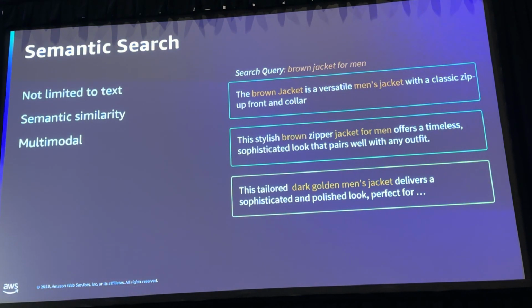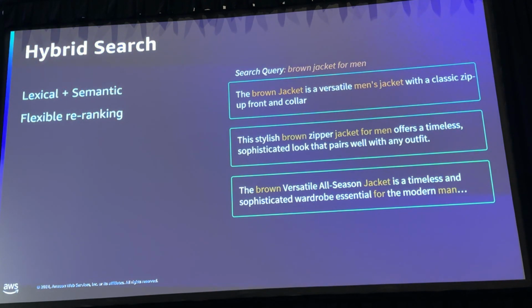And the third result is actually the dark golden men's jacket, right? Which is not strictly brown, but you can see how semantic similarity kicks in, so it's still reasonably close to the others. So having that dark golden jacket in the search result is a good example of why vector search is very popular. But does it mean we should abandon the lexical search completely?